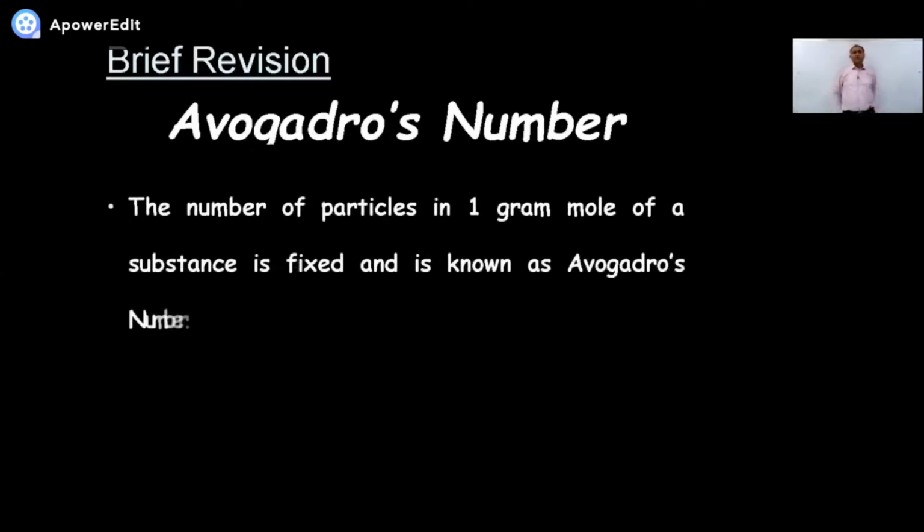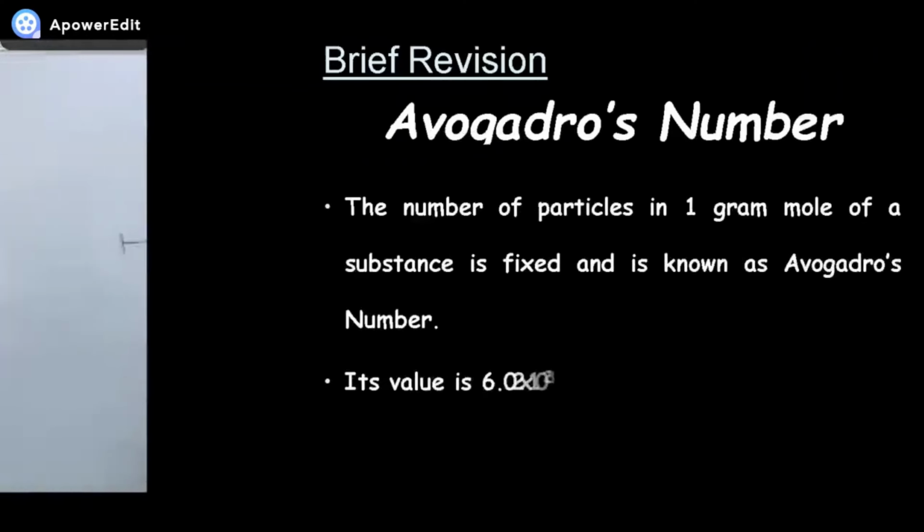What is the definition of Avogadro number? The number of particles in 1 mole of any substance is fixed and it is called Avogadro number. Okay? And what is the symbol of Avogadro number? Capital N, small a as a subscript. What is its value? Anyone of you remembers? Right, 6.02 into 10 to the power 23 particles.